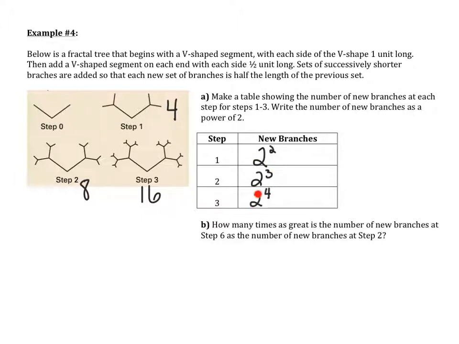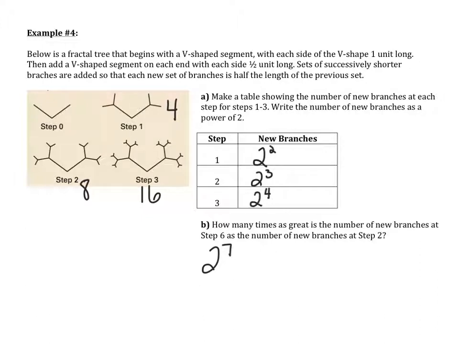So notice it was always a power of 2, but with every step, it was always one more than whatever step you're on. So it was step 1, so we raised it to the second power. Step 2, we raised it to the third power. Step 3, we raised it to the fourth power. So in step 6, we would raise 2 to the seventh power.